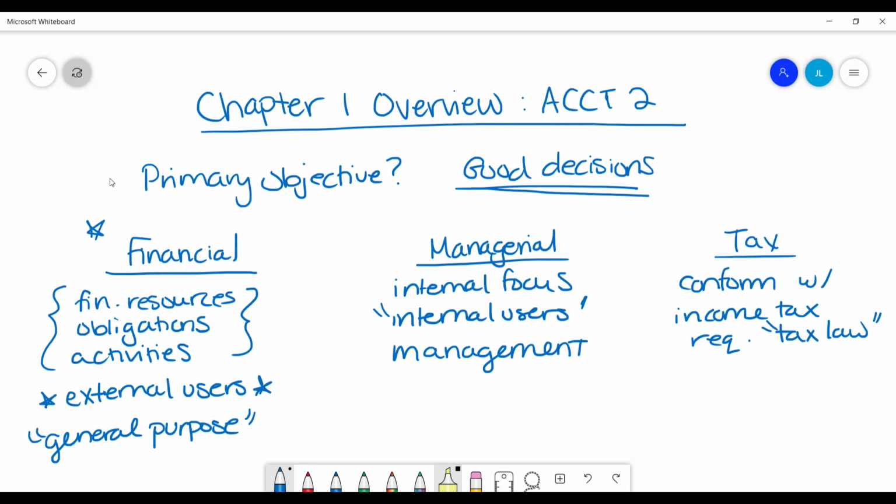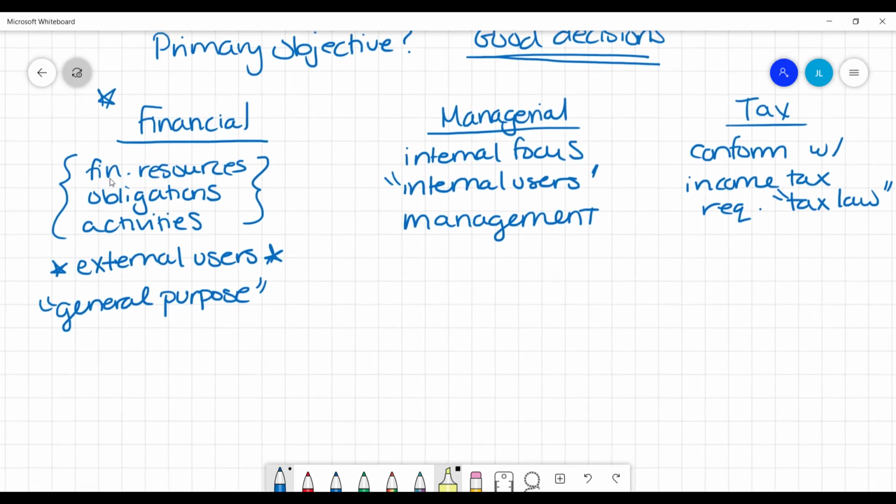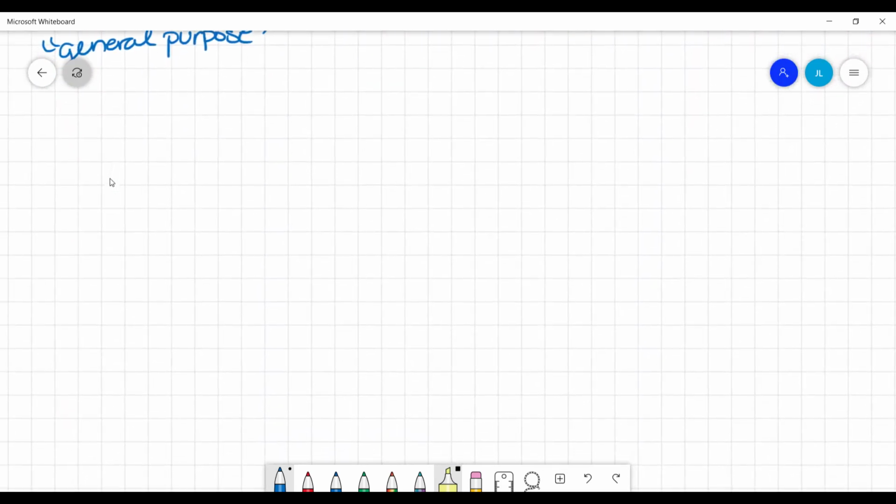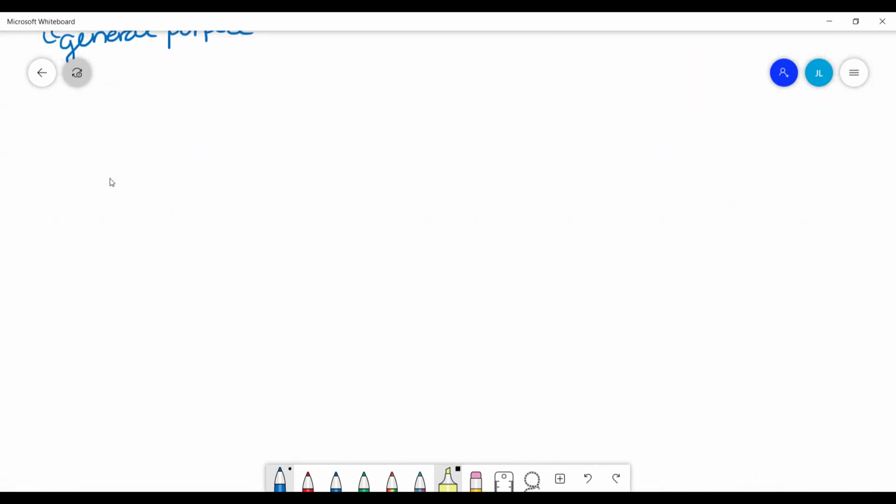So I'll be scrolling here with this digital whiteboard as we move along. One thing that's important about accounting is that it's really an information system.